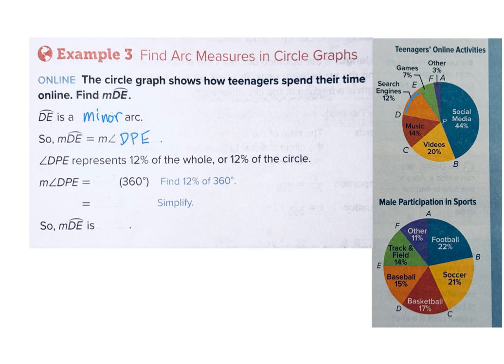And angle DPE represents 12% of the whole circle, or if we change that to a decimal to multiply by 360 degrees, we're finding 12% of 360, and we are going to get 43.2. And remember, the measure of that central angle is the same as the arc. So the measure of arc DE is 43.2 degrees.